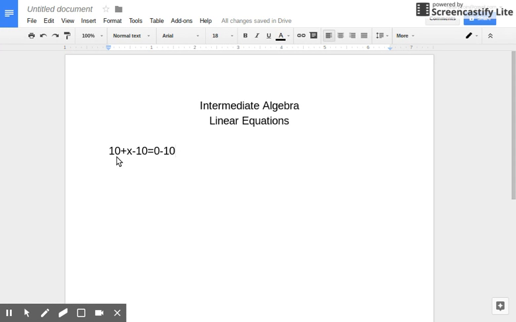All right. So as you can see here, we have a 10 and then we have minus 10. And so that's going to end up going to 0. And all right, so we'll end up with x is equal to negative 10. All right, so you can always check your work.